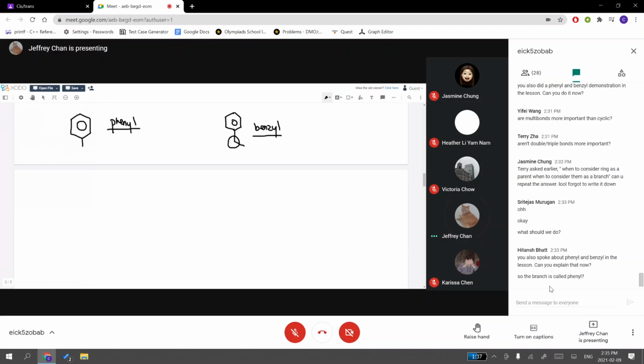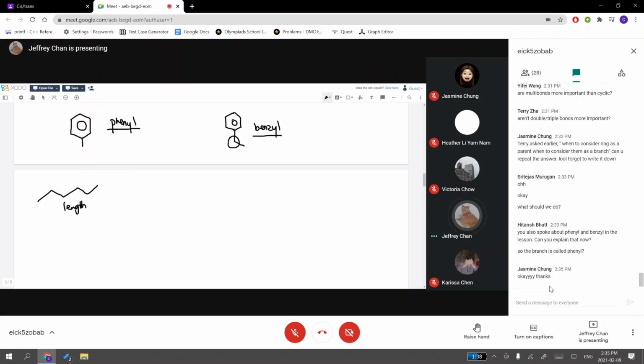Okay. Terry asked earlier when to consider rank. It's the same idea as before. Look at length. The longer one is considered to be the parent, not including double bonds or triple bonds. If we just purely look at length, whichever one's longer is the parent. That's it. When we have double bonds and triple bonds, then we have to consider those first. Those would be the parent.